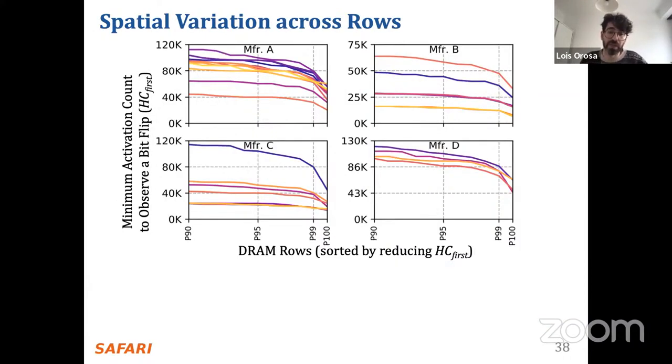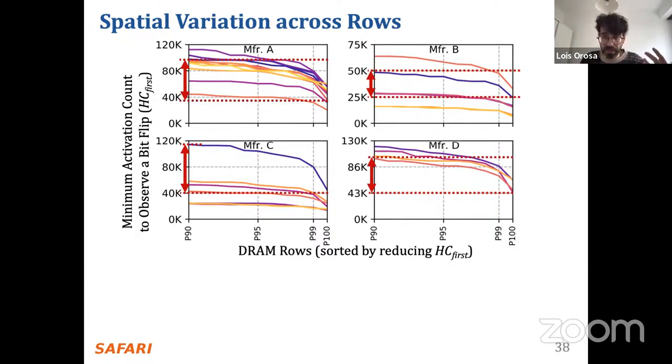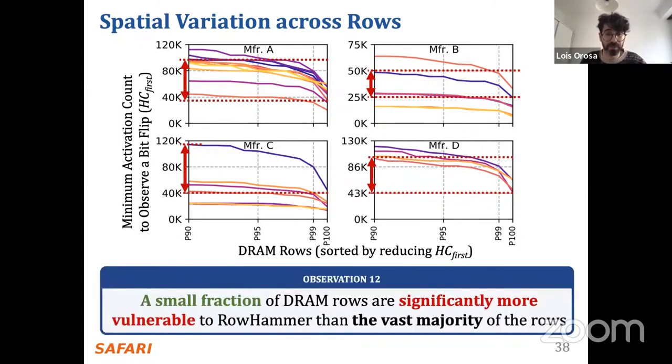Zooming into the most vulnerable DRAM rows, we observe that the most vulnerable 10% of the rows experience bit flips at activation counts about half the HCfirst of the other rows. Therefore, we conclude that a small fraction of DRAM rows are significantly more vulnerable to RowHammer than the vast majority of the rows.